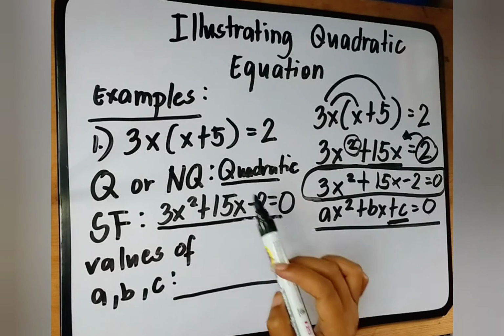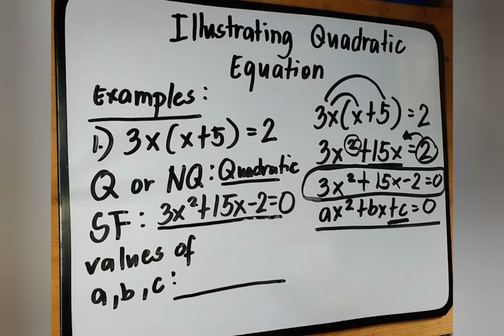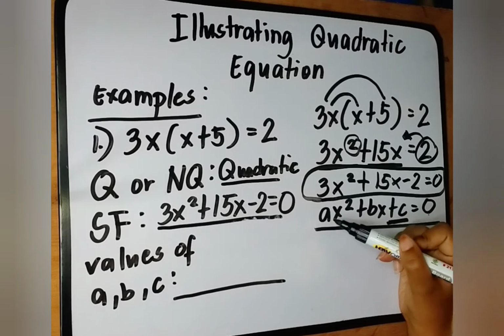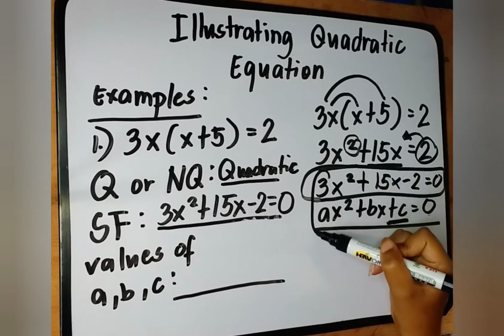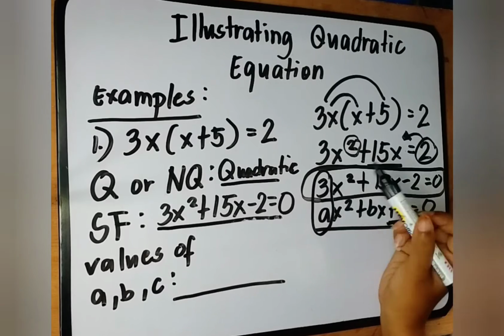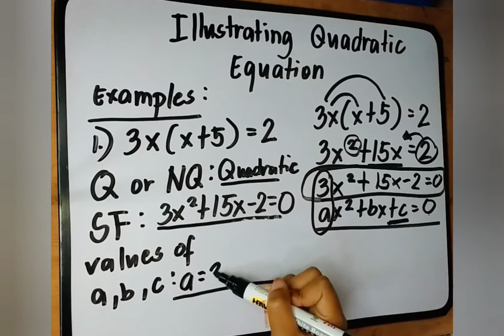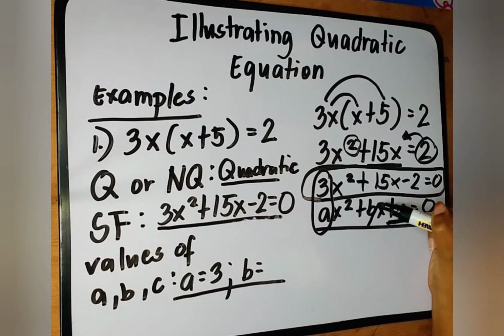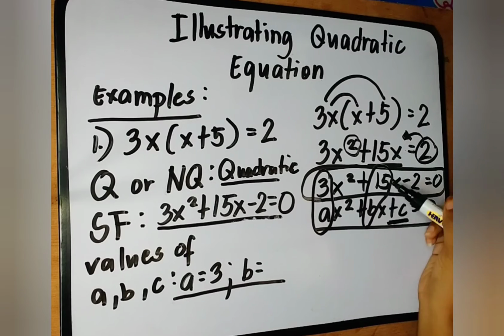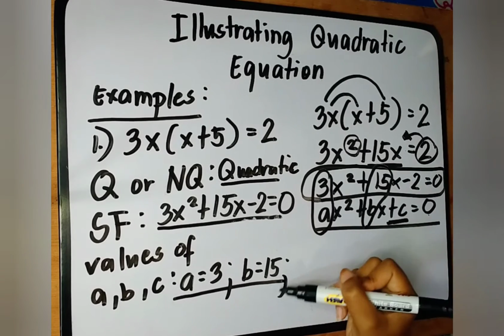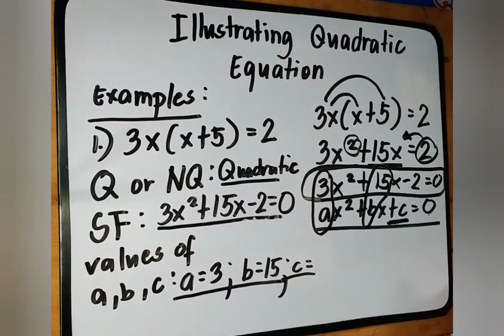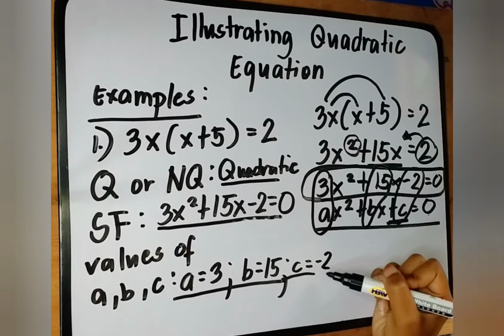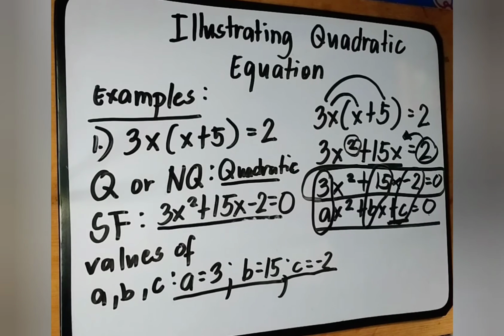Now, we will find the values of a, b, and c. Let's start with the value of a. A is equal to 3. Next, b is equal to 15. And last one, c is equal to negative 2. That's right.